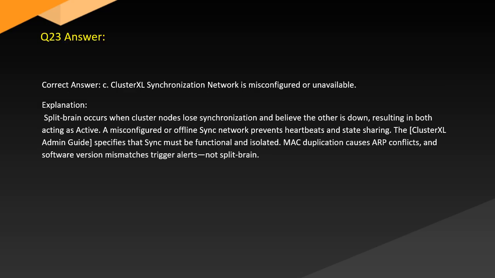Answer. Correct answer: C. ClusterXL synchronization network is misconfigured or unavailable. Explanation. Split brain occurs when cluster nodes lose synchronization and believe the other is down, resulting in both acting as active. A misconfigured or offline sync network prevents heartbeats and state sharing. The ClusterXL admin guide specifies that sync must be functional and isolated. MAC duplication causes ARP conflicts, and software version mismatches lead to alerts, not split brain.